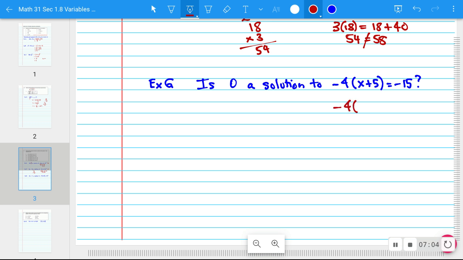Negative 4, 0 plus 5 equals negative 15. So 0 plus 5 in the parentheses, that's done first. And that gives 5. And then we have a negative times a positive, which you'll learn later in the course gives a negative. So we get negative 20 equals negative 15, which is patently false. So the answer is no, that is not a solution. Now we'll continue with example H on installment 2 of this video.